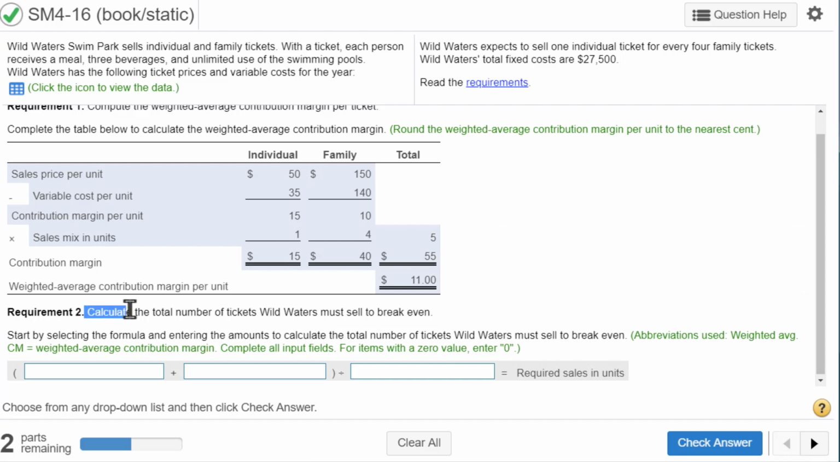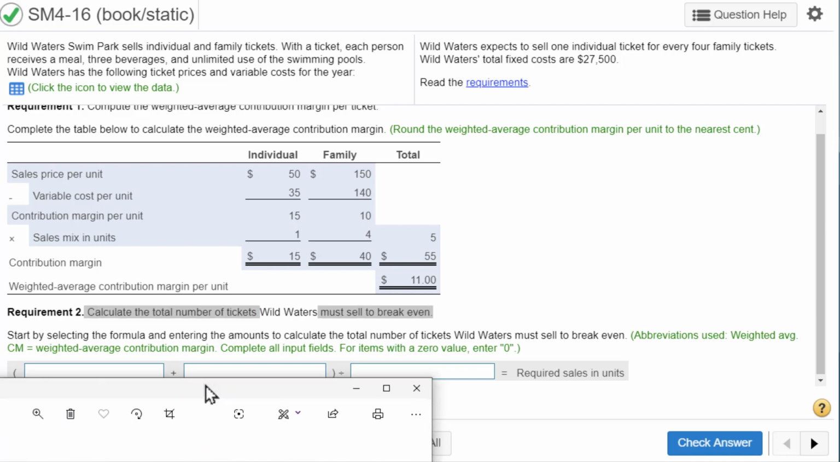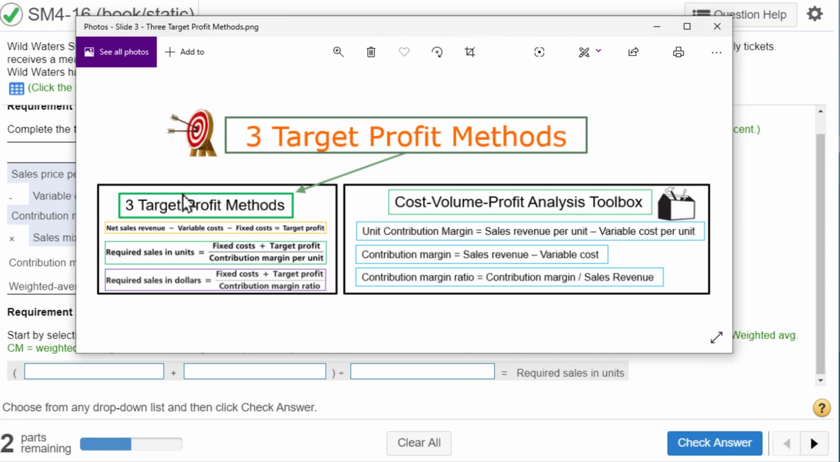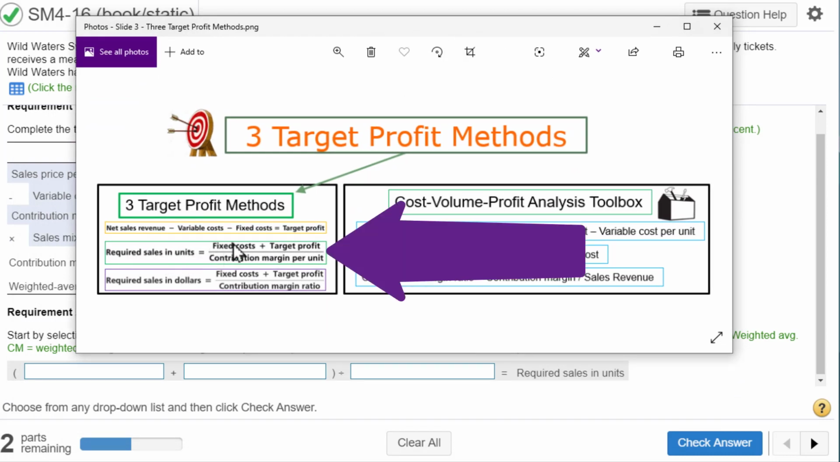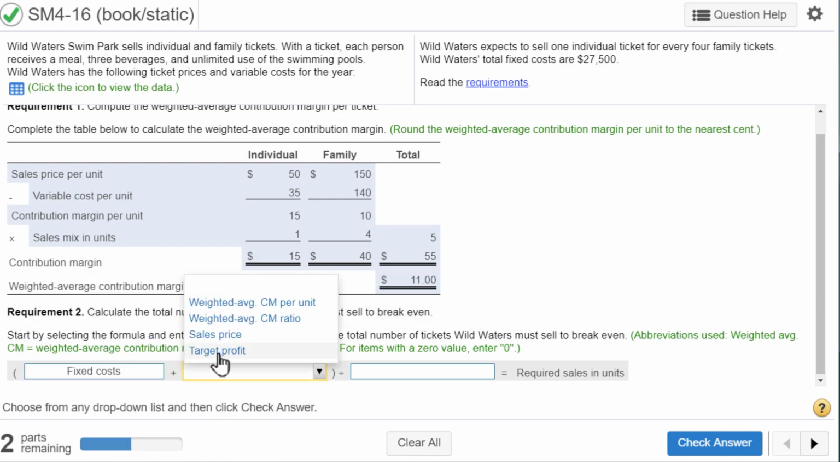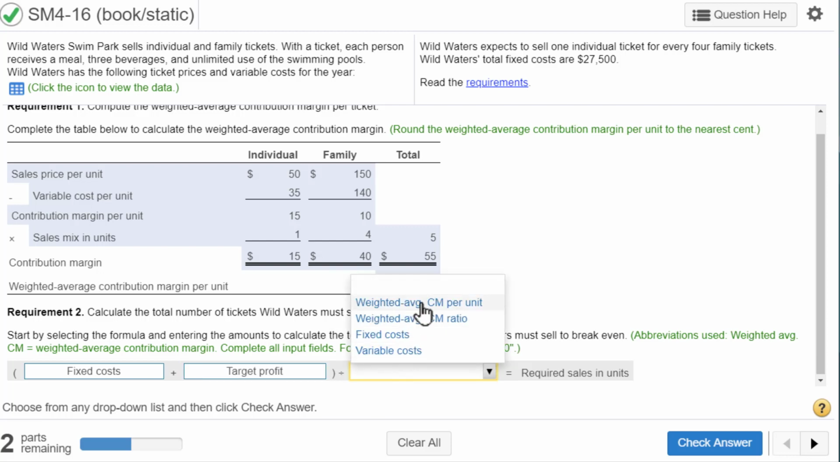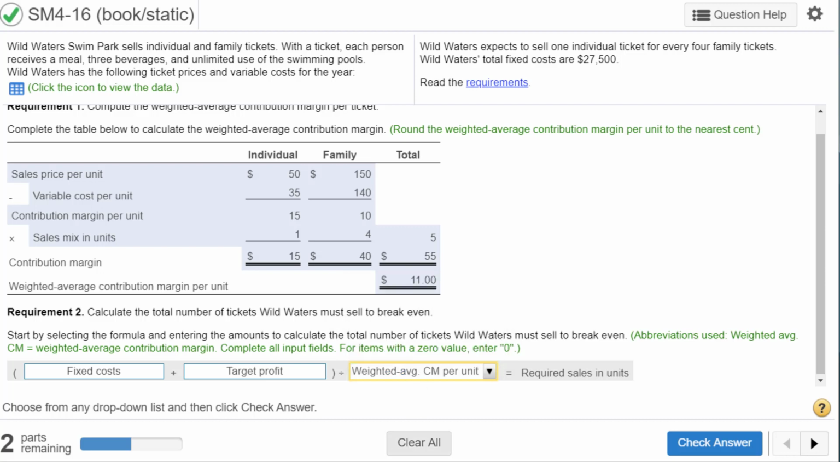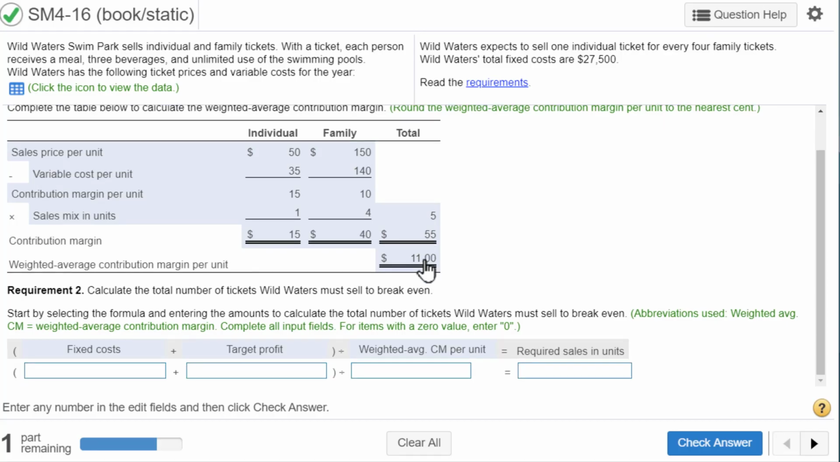Next, requirement 2: calculate the total number of tickets Wild Waters must sell to break even. Again, break even is just a target profit analysis with a target profit of 0. So the required sales in units is fixed costs plus target profit, but instead of a contribution margin per unit, it's the weighted average contribution margin per unit since we have multiple products. So fixed costs plus the target profit divided by the weighted average contribution margin per unit. And CM stands for contribution margin, as you can see from right here.